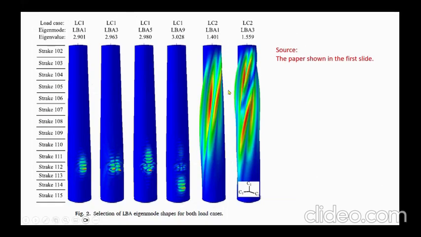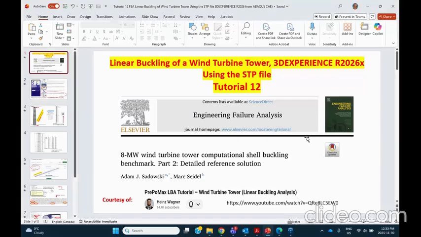Now this is the result from the paper. Load case 2 corresponds to the two on the right hand side. This is the first buckling load factor, 1.4, and this is the second buckling factor, almost 1.56. Okay, and I'm not going to worry about load case 1. So we're going to compare our results with what you see over there. All right, let's go ahead and do that.